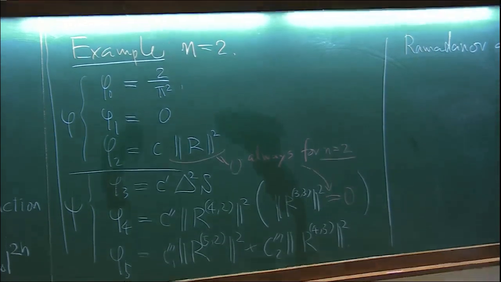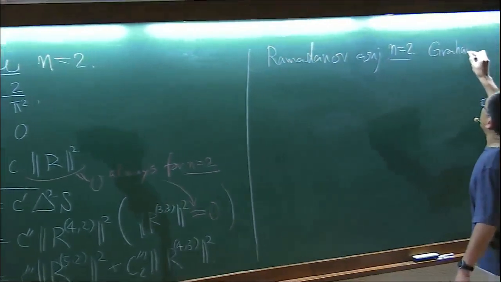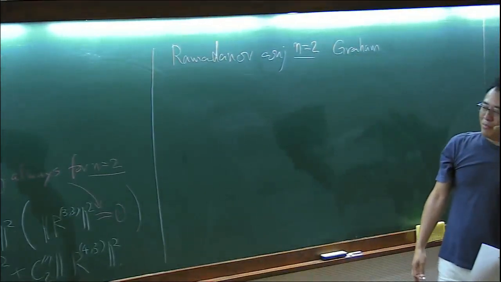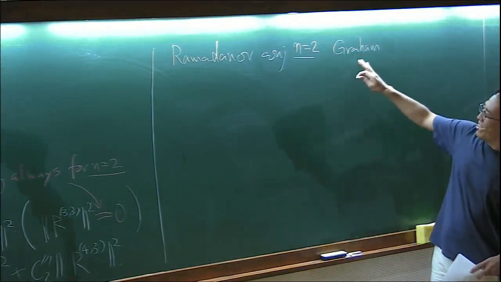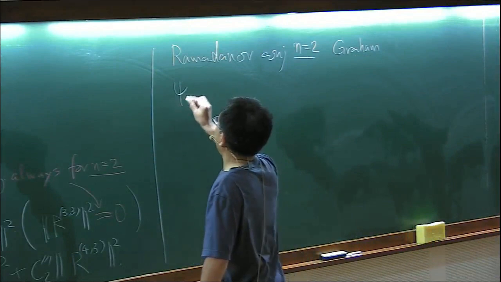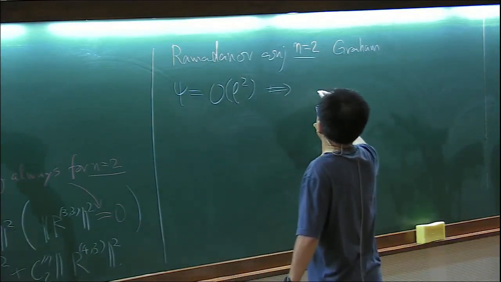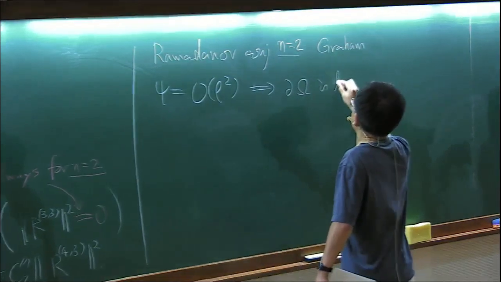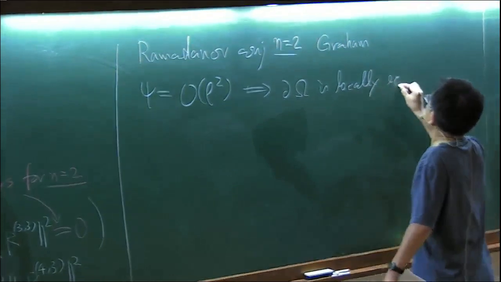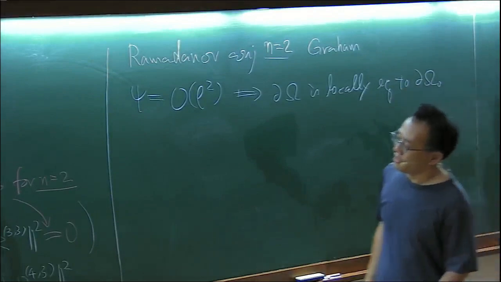N equals 2. So this is essentially due to Robin Graham. Robin attributed this to Dan Burns, but he never published the details, so it's called Robin's result. Suppose psi vanishes to the second order, then the boundary is locally equivalent to the sphere. So this is the statement.